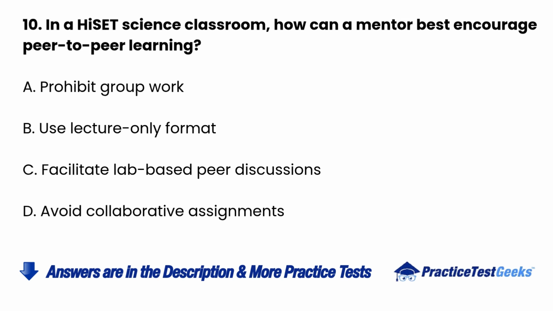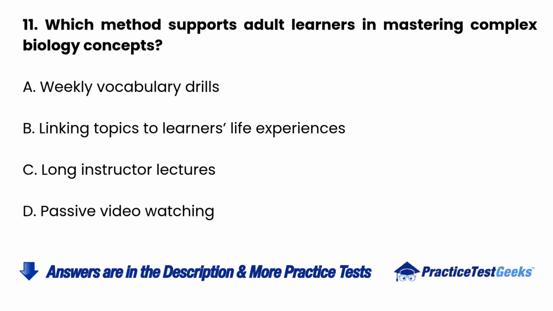10. In a HiSET science classroom, how can a mentor best encourage peer-to-peer learning? A. Prohibit group work. B. Use lecture-only format. C. Facilitate lab-based peer discussions. D. Avoid collaborative assignments.